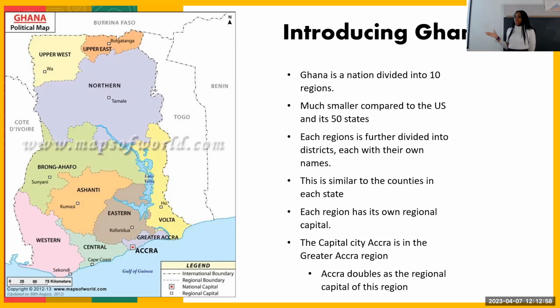These are similar to the counties in every state, and each region, like the states, has its own regional capital. The capital city, Accra, so that's right here, doubles as the regional capital of the Greater Accra region and the national capital of the country. So everywhere you see a small white square, that's the regional capital of that specific region.